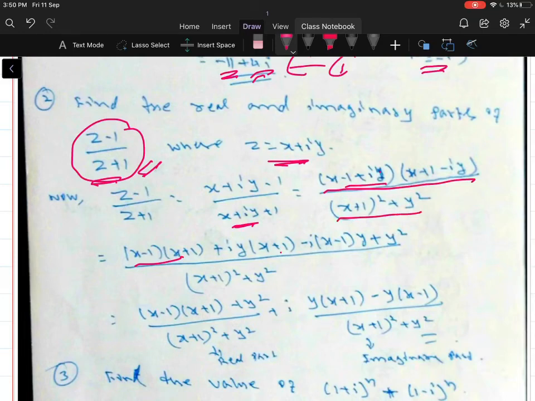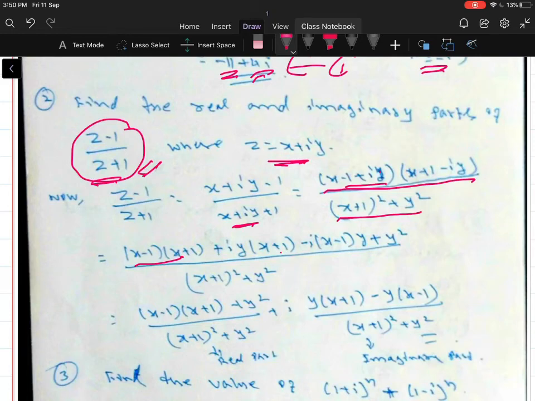So that can be written as follows. After multiplying, we have (x minus 1) into (x plus 1) plus i into y into (x plus 1) minus i into (x minus 1) into y plus y square. In the denominator, let us multiply by the conjugate of x plus iy plus 1. In the denominator we have (x plus 1) whole square plus y square.